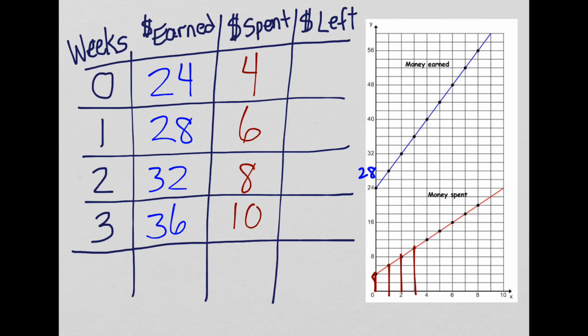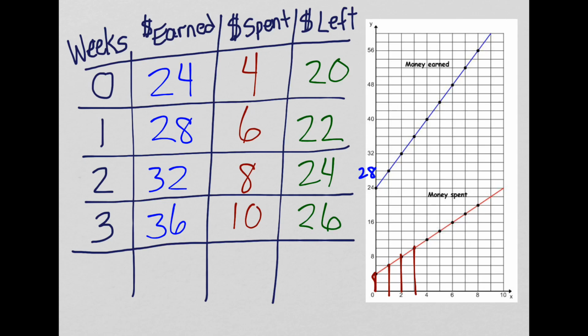Well, then how much money does he have left? Of course, if this was you, and you had money that you were earning and money you were spending, you would subtract to find out how much money you have left. So 24 minus 4 is 20. $28, spend $6, that's $22. 32 minus 8 is 24, and 36 minus 10 is $26. So that's the little table on the front for 2A.